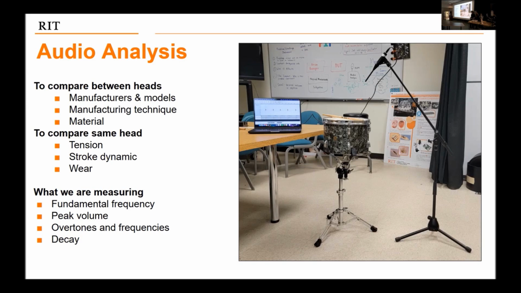We're also looking at how loud the drum is. These can be just from stroke dynamic, but it can also be differences in the head, how thick it might be. Fundamental frequency, which more or less is just the tuning of the drum, even if drums are considered non-pitched instruments. And then overtones and other frequencies that are unrelated to harmonics.